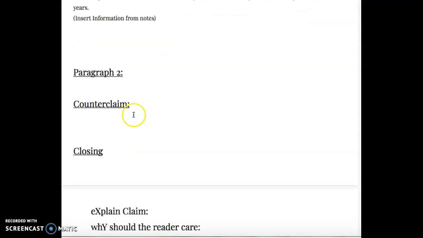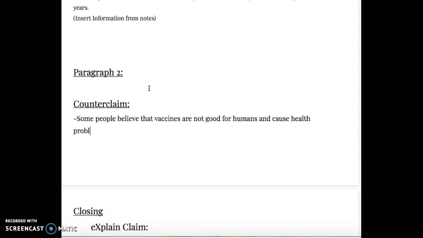Moving on to the counterclaim. There is a little bit of a way you can do this too. The first thing when you do the counterclaim is you do just that. You put the counterclaim. Some people believe that vaccines are not good for humans and cause health problems, not solutions. So that's the other side, right? That's the other side of my topic.